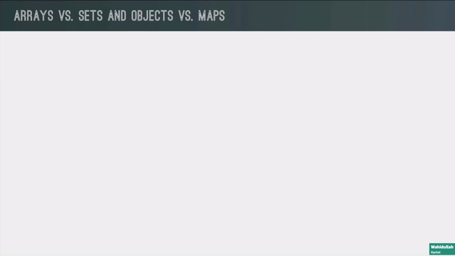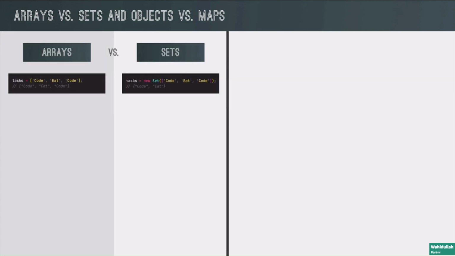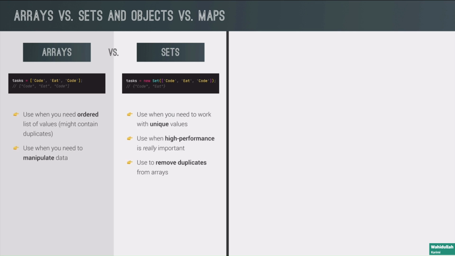But now let's talk a bit more about the built-in data structures. So you already know at this point how to use all of them, but it's important to know when to use them. So starting with arrays versus sets, we already know that we should use them for simple lists of values when we do not need to describe the values. Now, you should use arrays whenever you need to store values in order and when these values might contain duplicates. Also, you should always use arrays when you need to manipulate data, because there are a ton of useful array methods. Now, sets, on the other hand, should only be used when you are working with unique values.